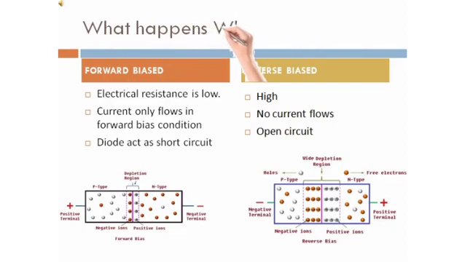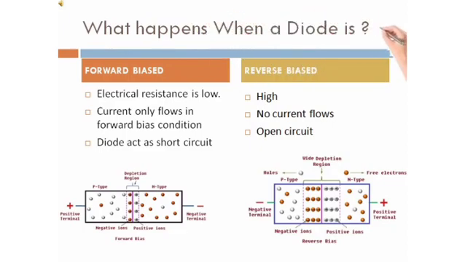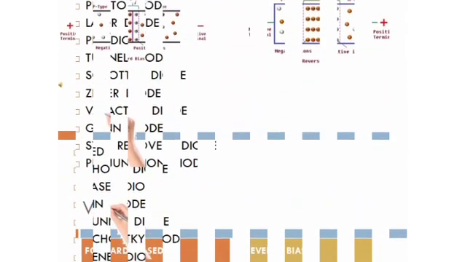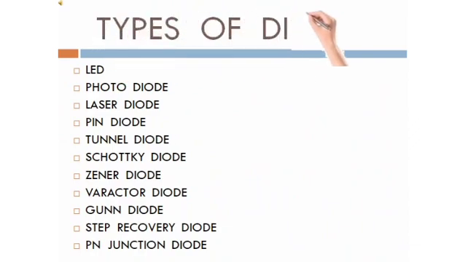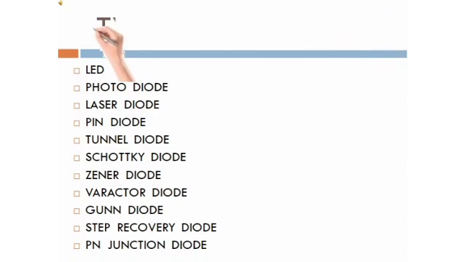So I hope you understand what forward and reverse biased mean. Now let's talk about the types of diodes. We'll be explaining them in the upcoming videos, so you can refer to them from there also.